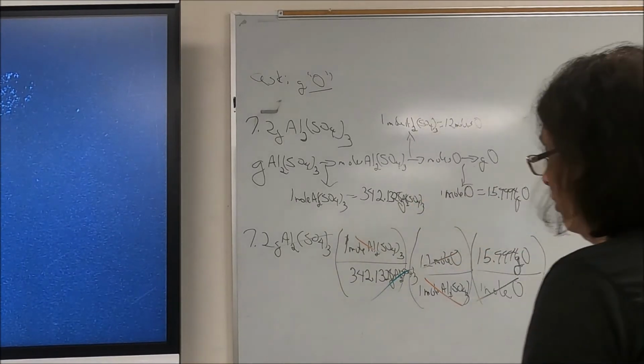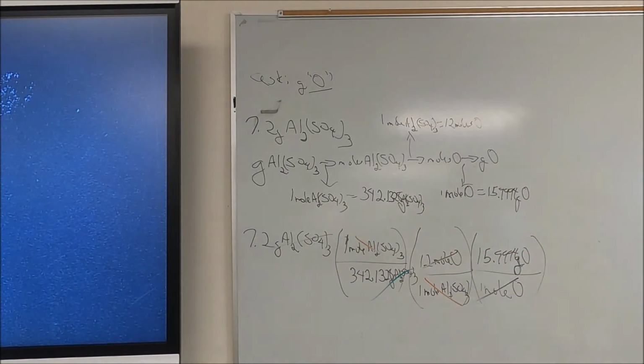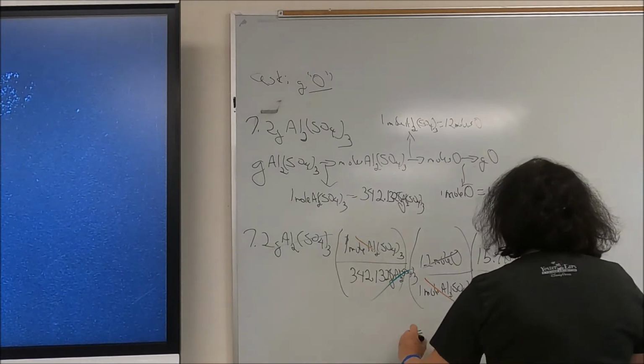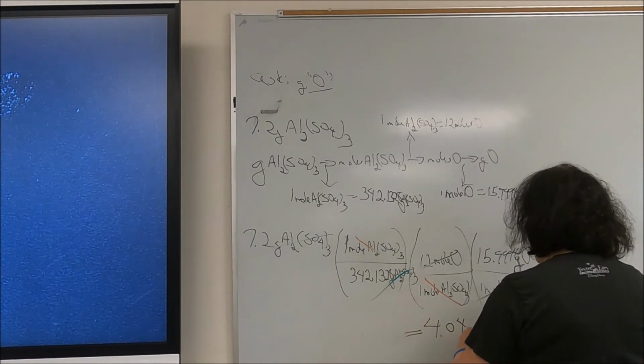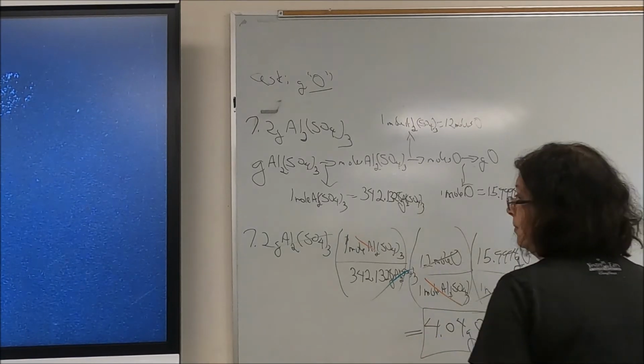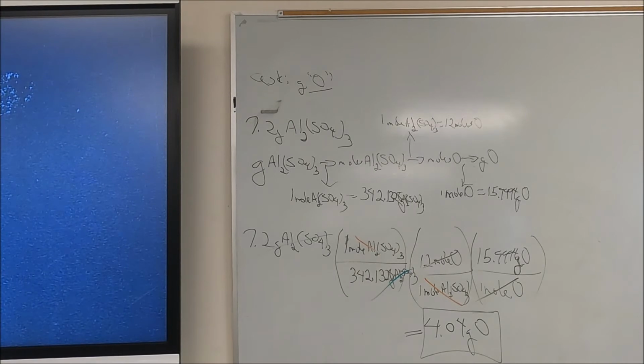So now I can touch my calculator. See how much work we had to do before we got to our calculator? So 7.2 divided by 342.1328 times 12 times 15.9994 gives us an answer of 4.04 grams of oxygen. Now, the devil is in the details here. It's how you set it up. That's going to be all the difference.